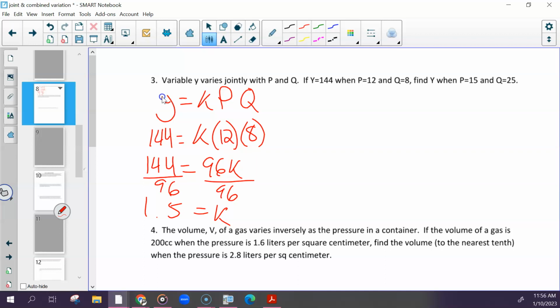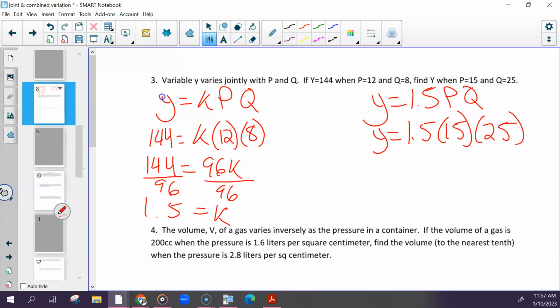After you have that k value, same as before, take it, put it into your original equation. So y equals 1.5pq. Then look at the numbers we have and fill those in. So here we're looking for y. We know our k. P is 15. Q is 25. Multiply those all together, figure out what y is.